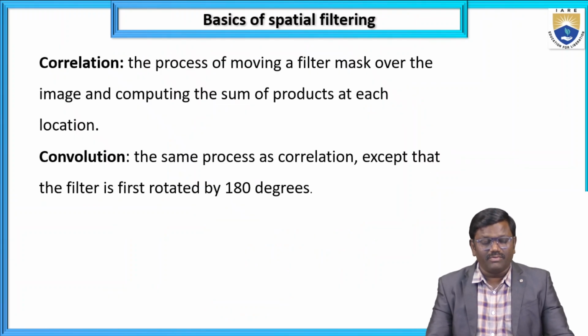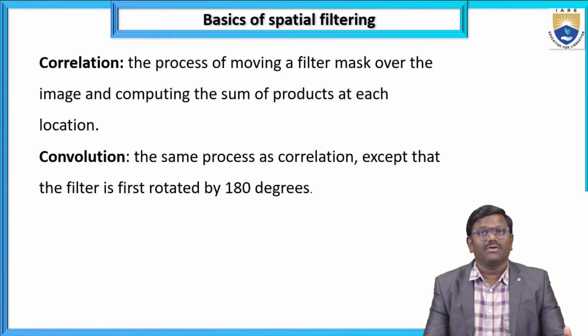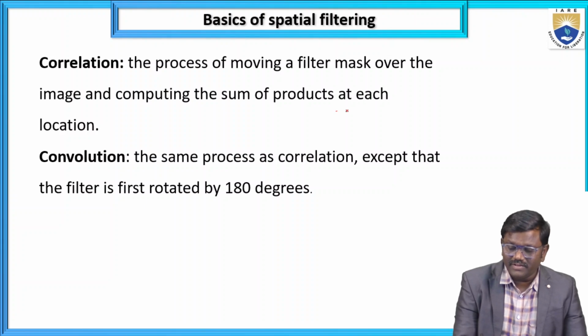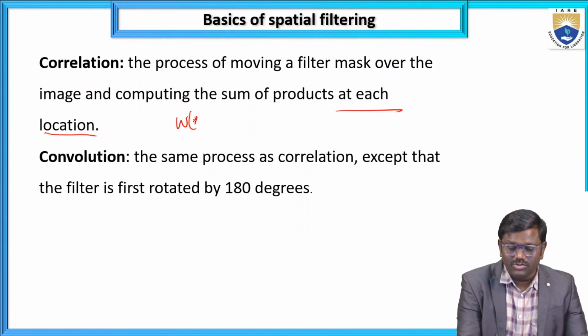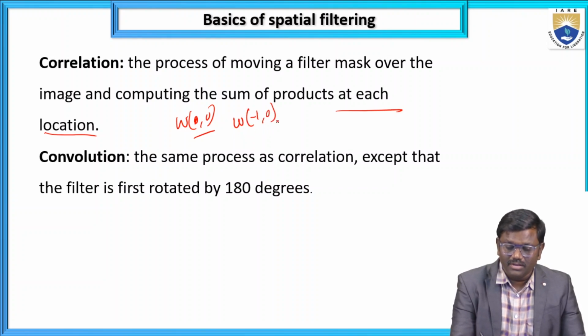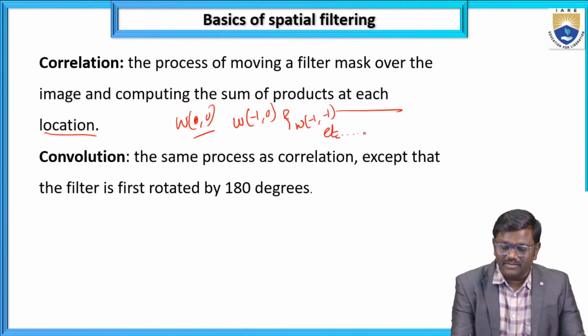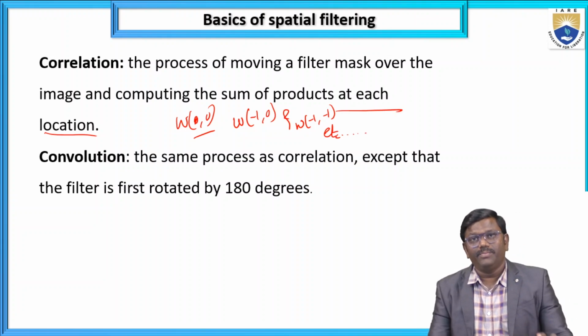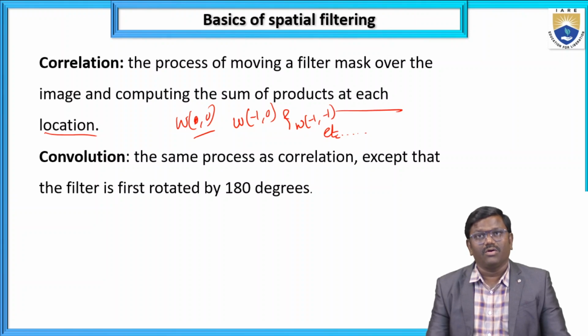So let us take what correlation means. Correlation is the process of moving a filter mask over the image and computing the sum of products at each location. At each location, in the sense that W(0,0) is one location, and W(-1,0) is another location, and W(-1,-1) and so on. What do I mean by this? At each location you are computing the sum of products. That is called correlation.